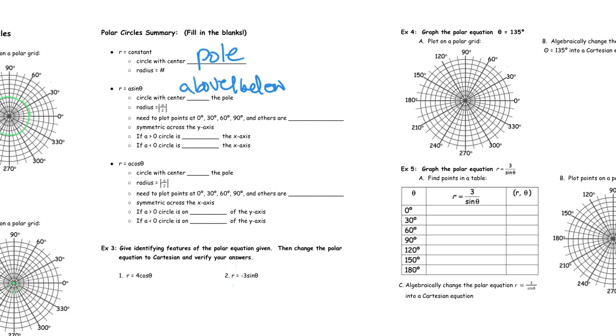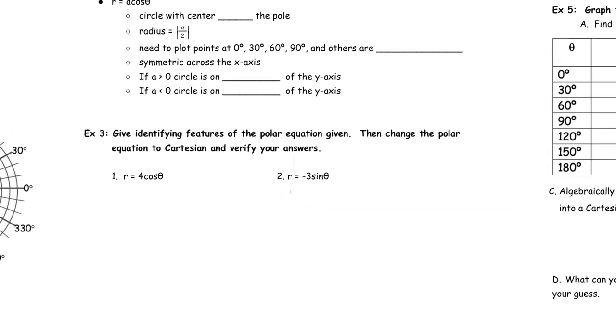If A is greater than 0, what can you tell me about the circle with regard to the x-axis and/or theta equals 0? It'll be above the pole. If A is less than 0, the circle is going to be below the pole.